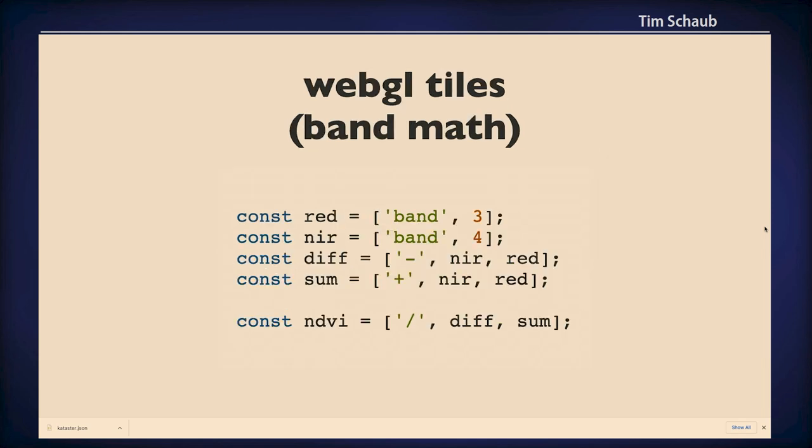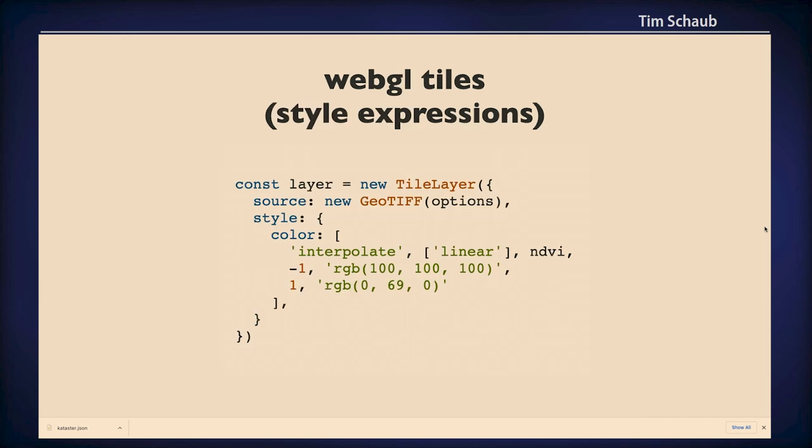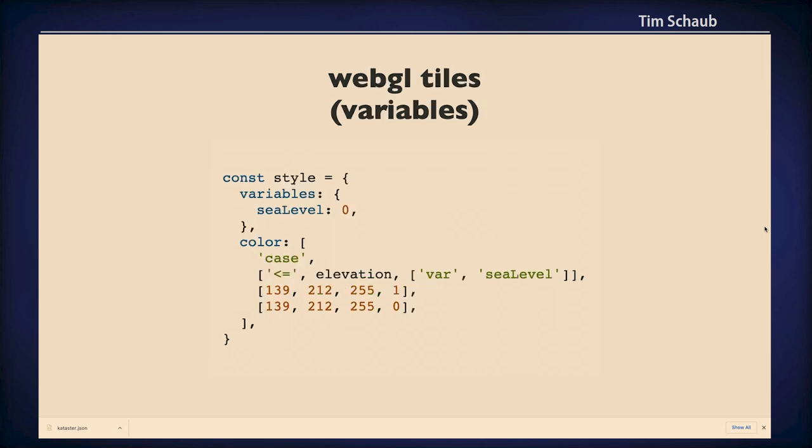One advantage of using this WebGL tile layer is that you have access to the GPU, and we run all of our styling computation on there. So you compose these expressions, like here I'm accessing band 3 and then band 4, taking the difference between them and then the ratio of the difference and the sum to get an NDVI, or normalized difference vegetation index. You can also then say you want to color that NDVI value and interpolate it, let's say, between some gray and some green color. You can also provide variables.